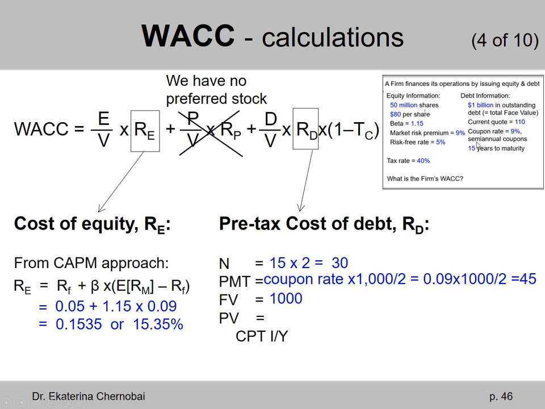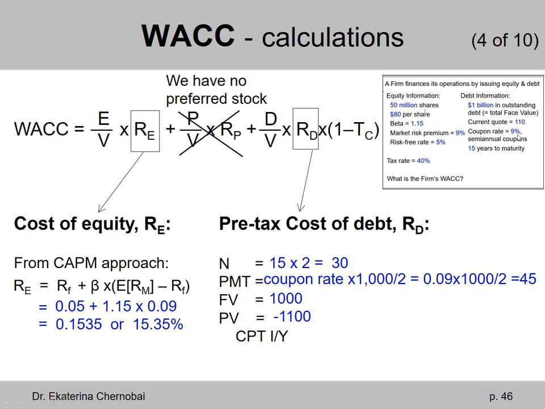Let's see. What else do we know about the firm's debt? $1 billion in outstanding debt, which is the same thing as the total face value. Current quote equals 110. That's all we have left to figure out the bond price. Current quote means 110% of the face value. So what's 110% of $1,000?